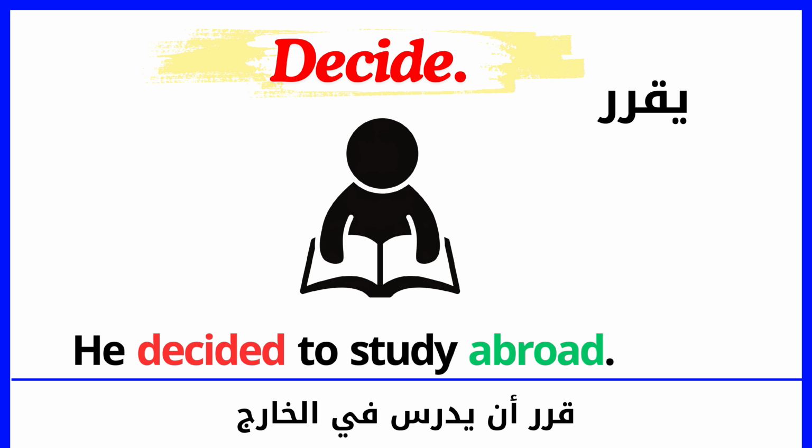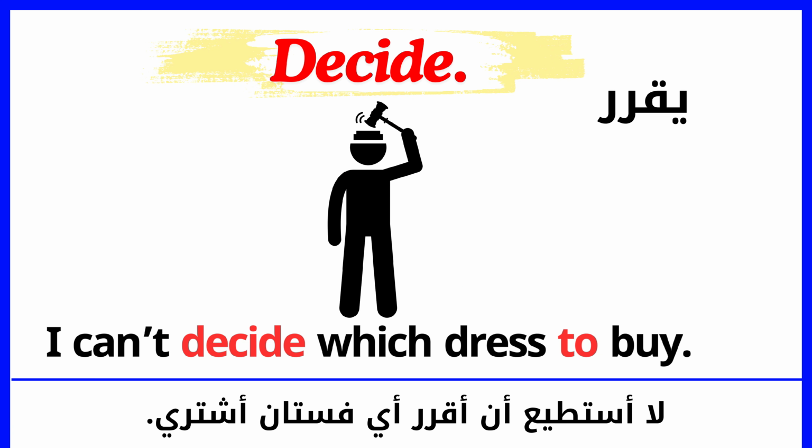The next word is decide. Decide. For example, he decided to study abroad. Again, he decided to study abroad. Another example is, I can't decide which dress to buy. Again, I can't decide which dress to buy.